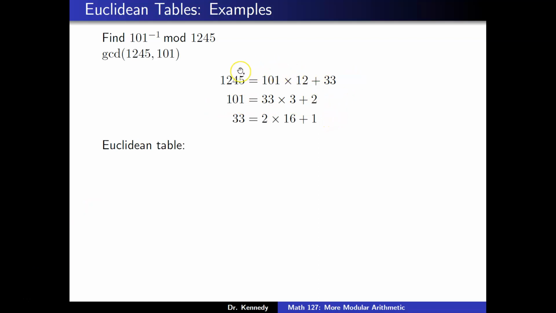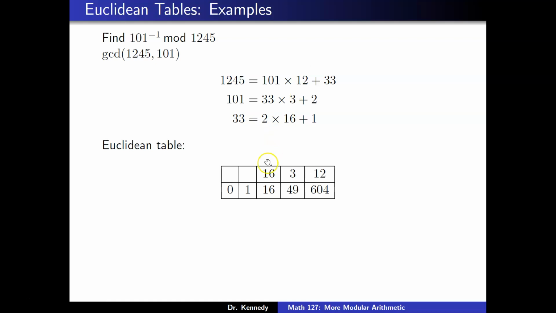I took 101, divided it into 1245, got a remainder of 33. I then took 101, divided it by 33, got a remainder of 2. I then took 33, divided it by 2, got a remainder of 1, and then I stopped. So these values here are my remainders. What I'm interested in for the Euclidean table are my quotients, which are the values 16, 3, and 12.